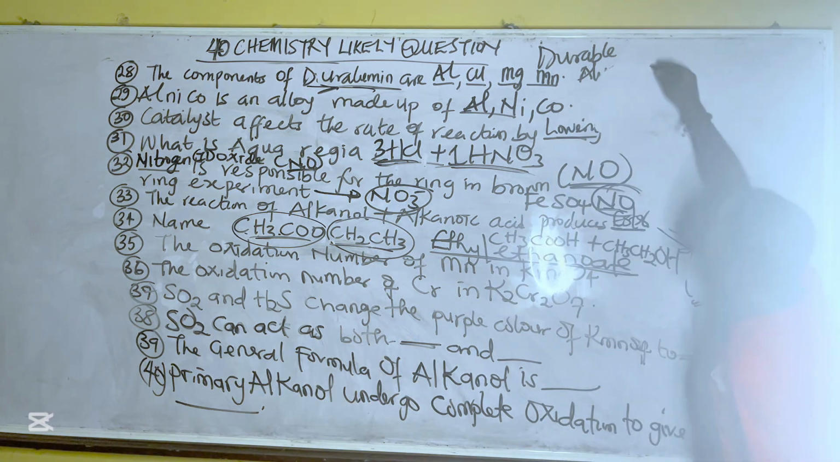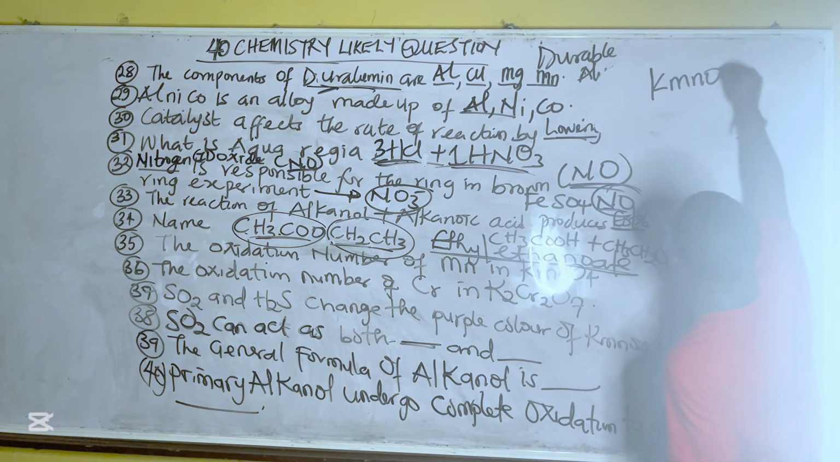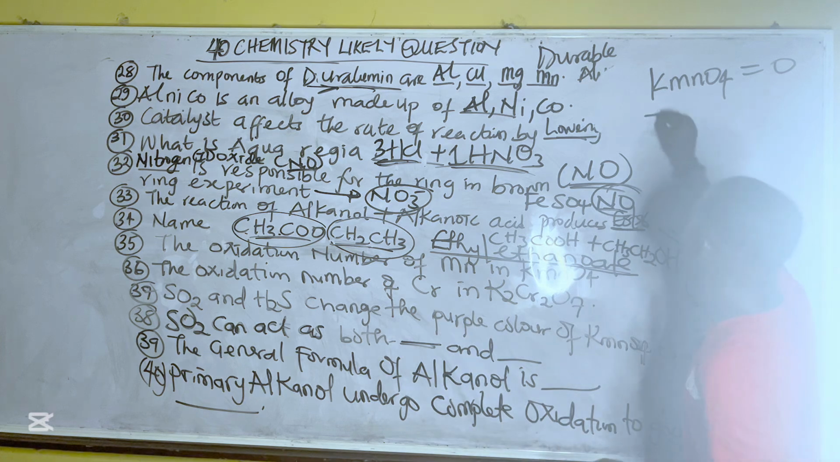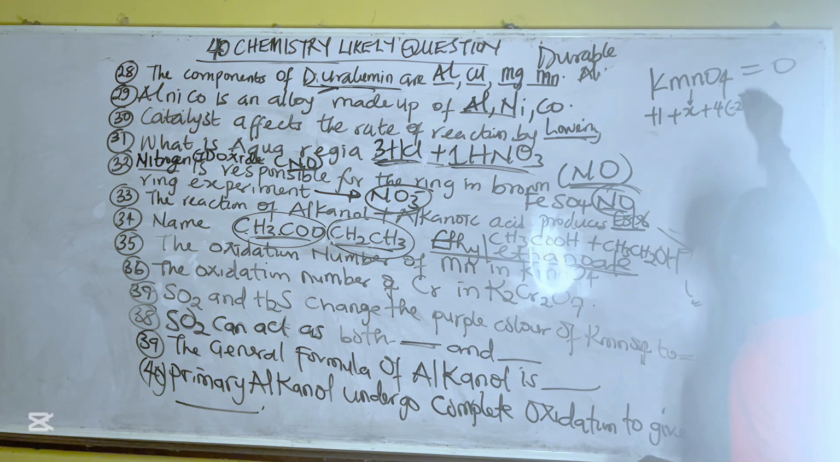Now, KMnO4. The first rule is that the oxidation number of a compound must be 0. Now, I must know that potassium is in group 1, hence +1. I need Mn, so I will represent it with X, right? Then this is what? 4 times oxygen, which is -2. Everything equals 0. So +1 plus X, plus 4 times -2, which is -8, equals 0. +1 minus 8 is what? -7, so X equals what?